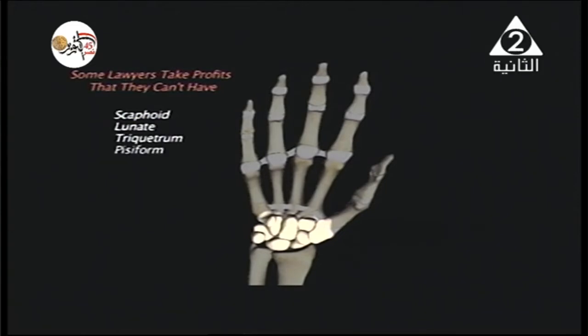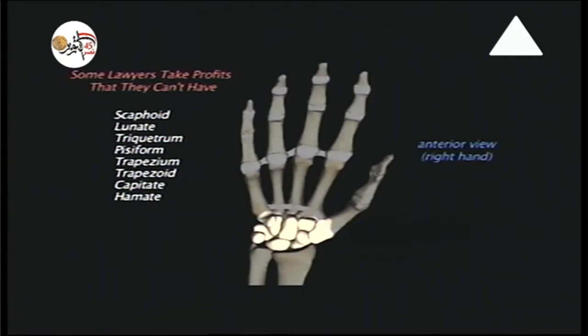They are arranged in 2 rows, while the upper end is attached to the lower part of the radius, and vice versa, the lower end is attached to the bones of the hand or palm. Actually, we have a lot of names and information here, but all we need in our lesson is to know that the wrist consists of 8 bones arranged in 2 rows, 4 and 4, and that is enough.